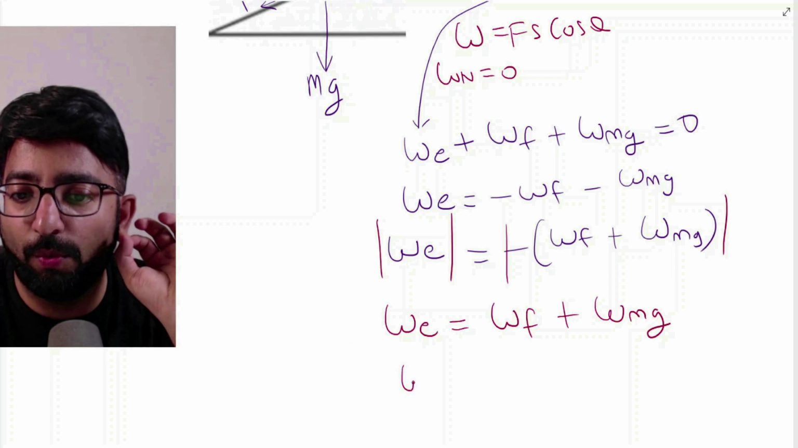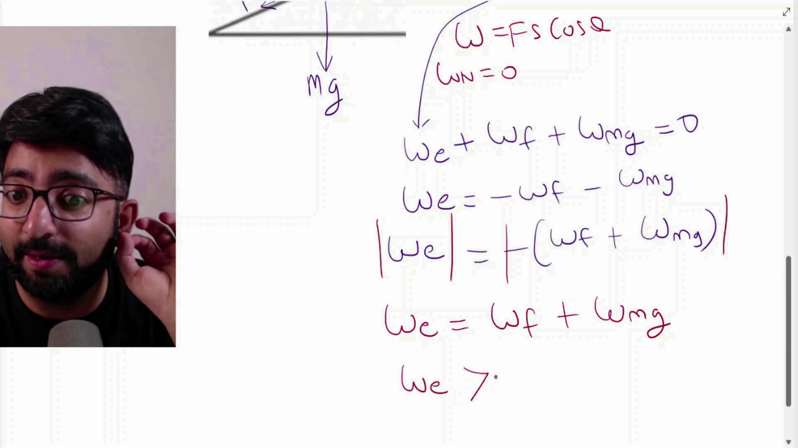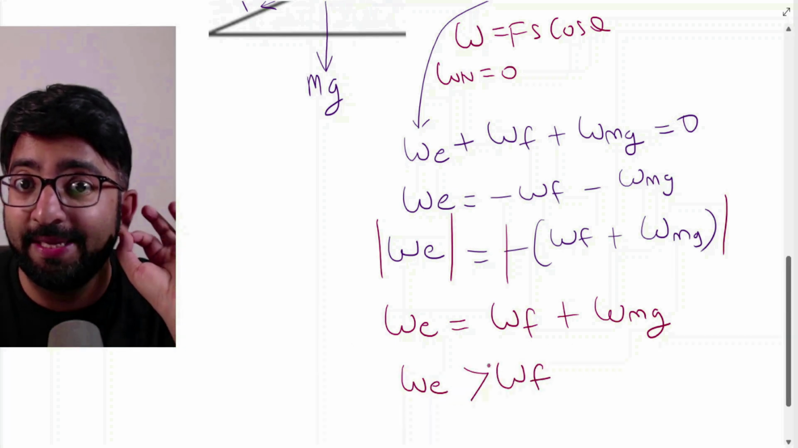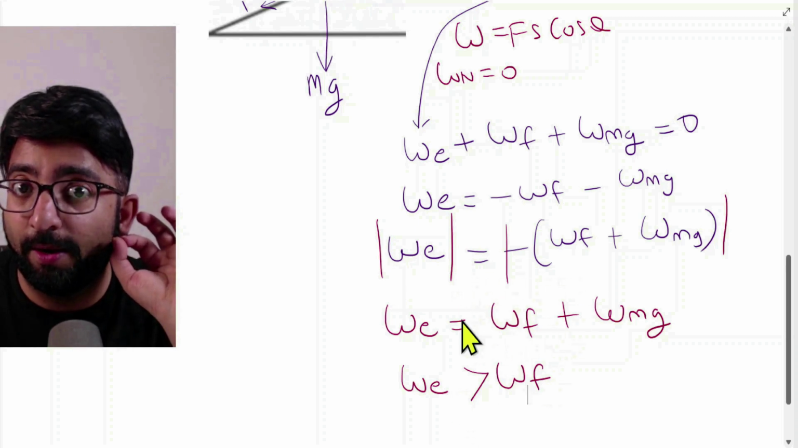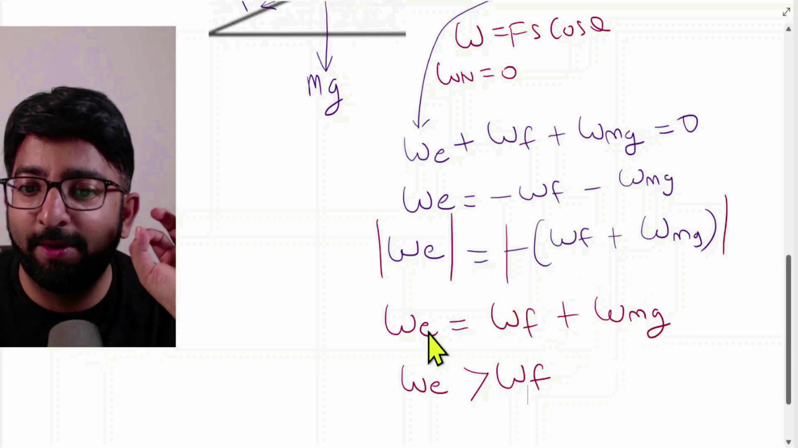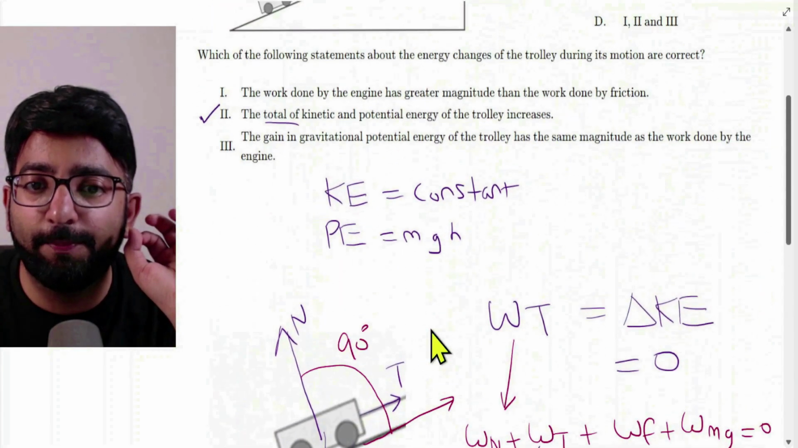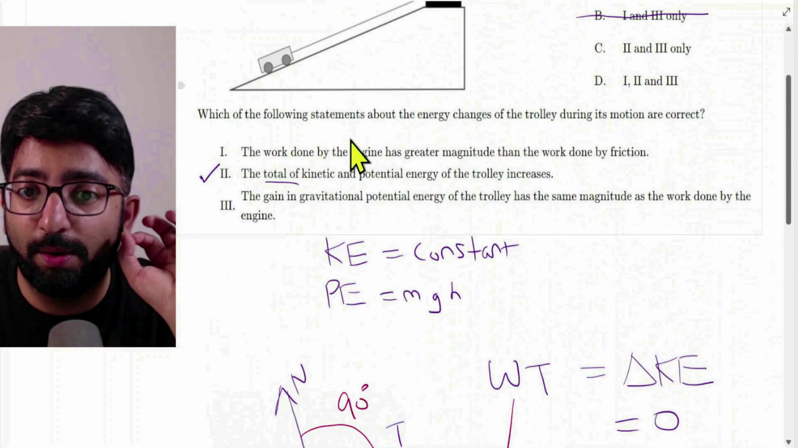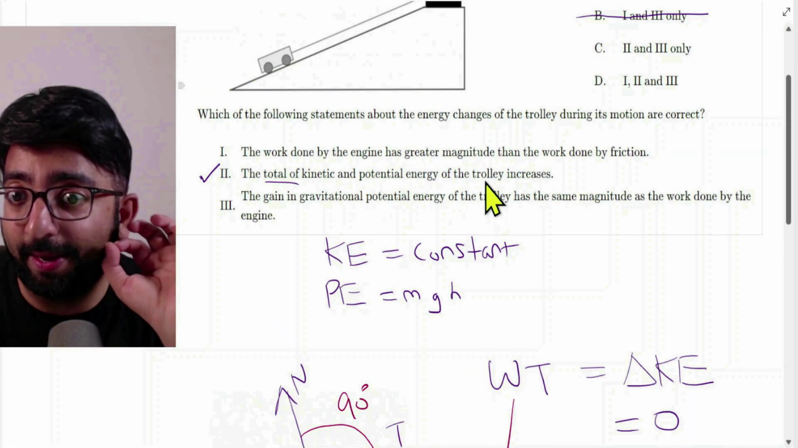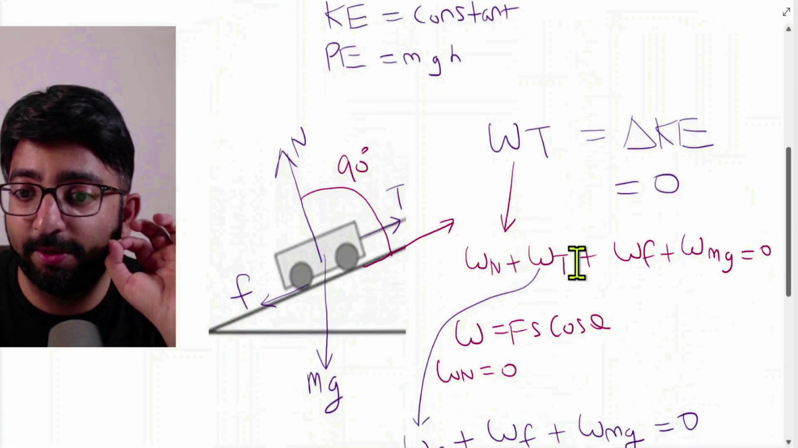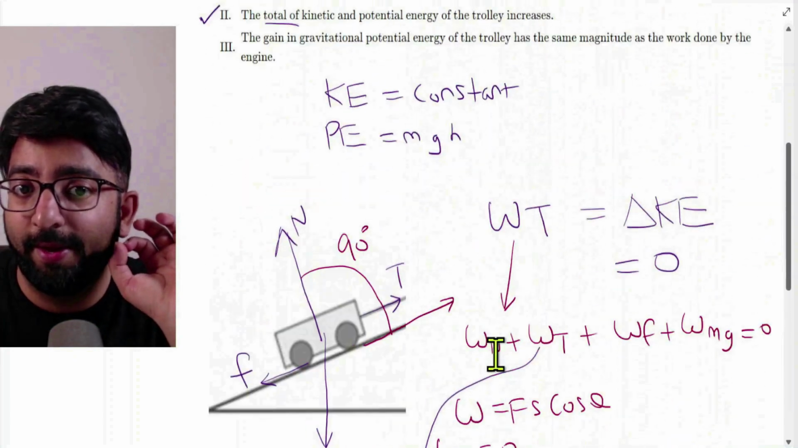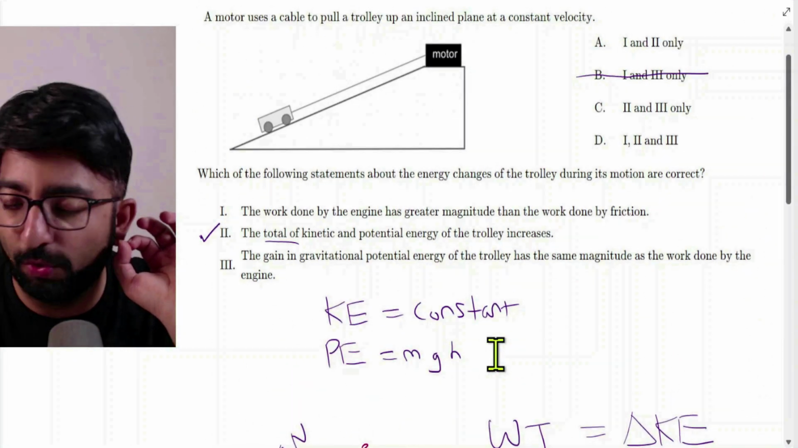Hence, we can deduce that the work done by the engine is greater than the work done by the friction, since in the equation we have WF plus something. The engine work will be greater than the frictional work. If I go to statement 1, it states that the work done by the engine has a greater magnitude than the work done by the friction, and that is what we proved. Hence, statement 1 is also correct.